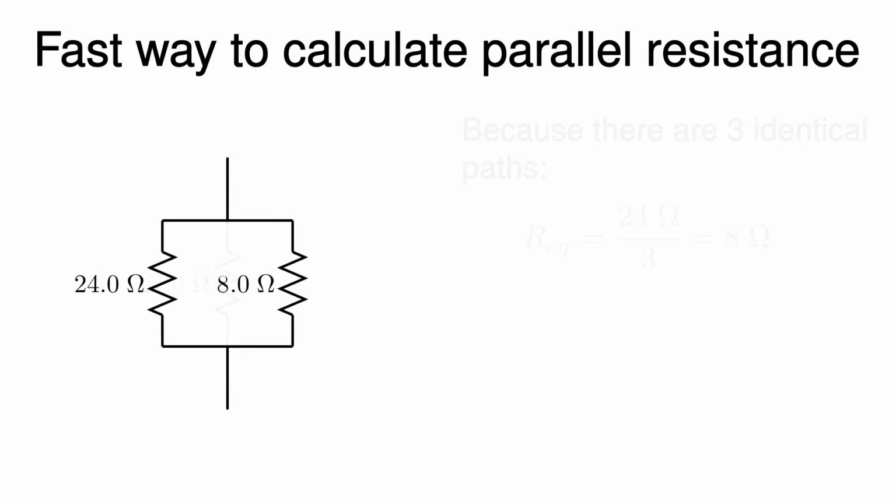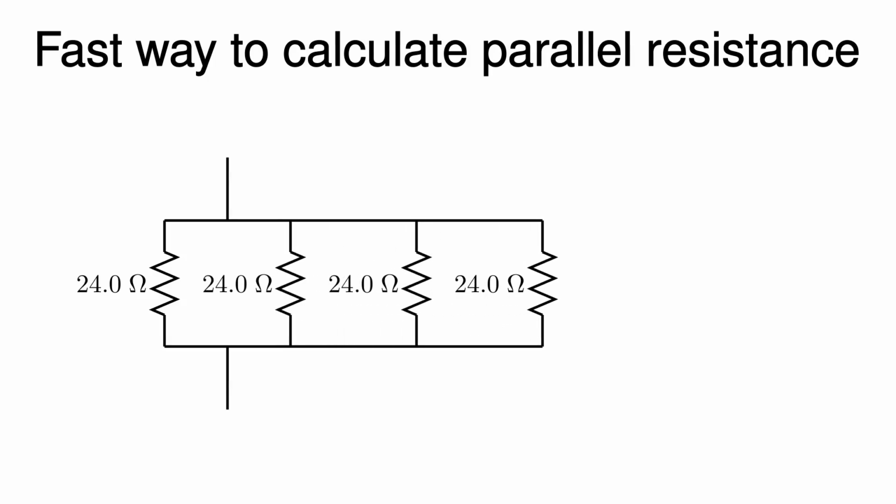Let's come back to the original example with a 24 ohm and 8 ohm resistors. This time, the two resistors do not provide identical paths. However, we just saw that one 8 ohm resistor is equivalent to three 24 ohm resistors in parallel. So combined, this is equivalent to four 24 ohm resistors in parallel, which is why their equivalent resistance can be found by dividing 24 ohms by 4, which is equal to 6 ohms.